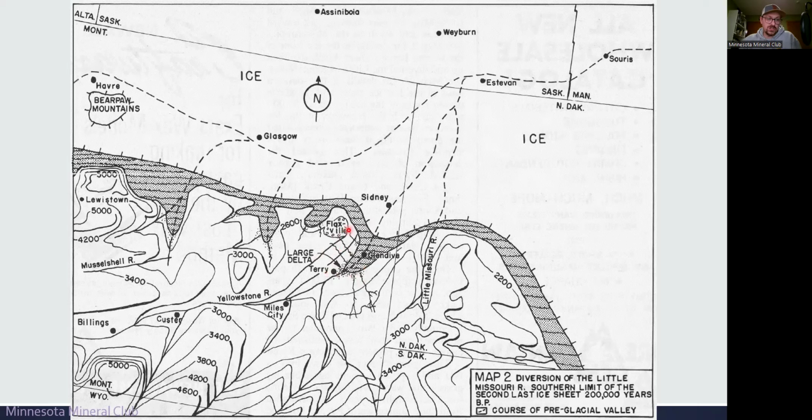So you've got a large delta that actually was forming around Terry. You've got some parts of the Flaxville gravels that were not touched by the rivers or the advancing ice sheet, which you can still find today.